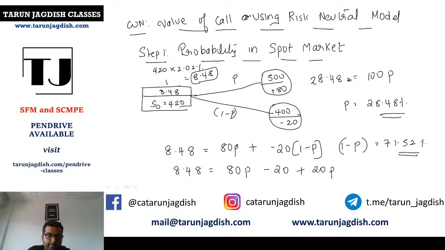You want me to repeat it again? See, 420, I have two options. I can either put in bank or I can put in the share market. If I put in bank, I will at least get 2.02 percentage. So I'll get 8.48 rupees. So when I put in the stock market, the average I should at least get is 8.48. That is how this 8.48 has come.